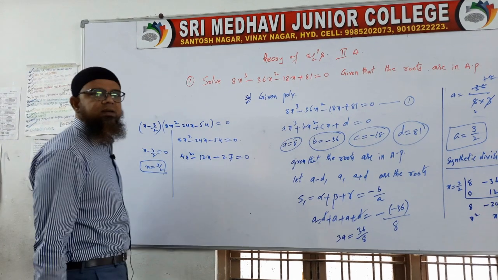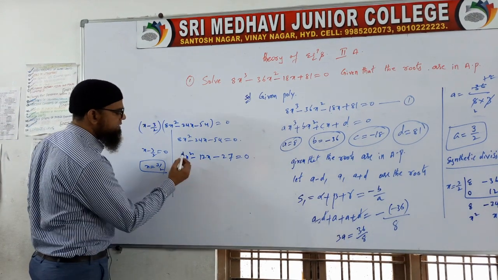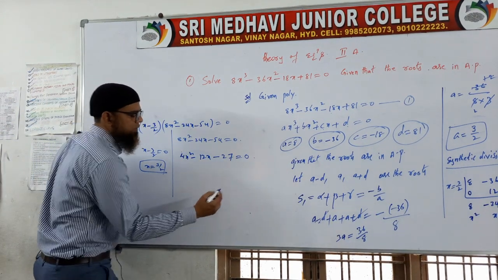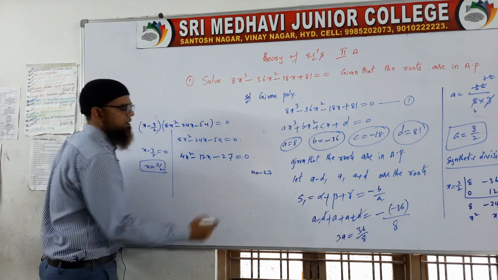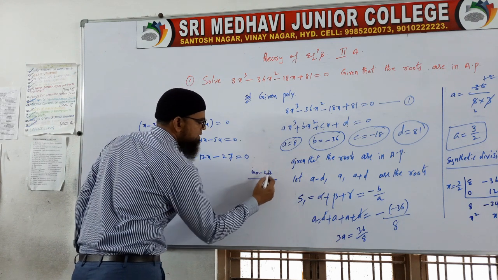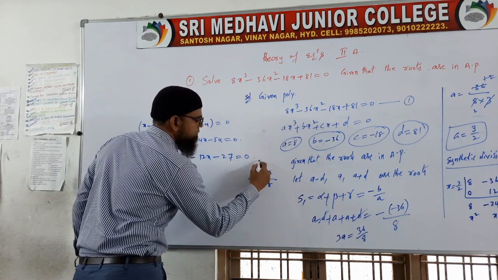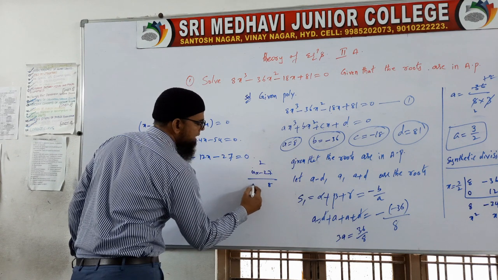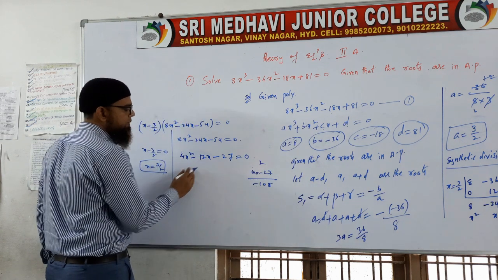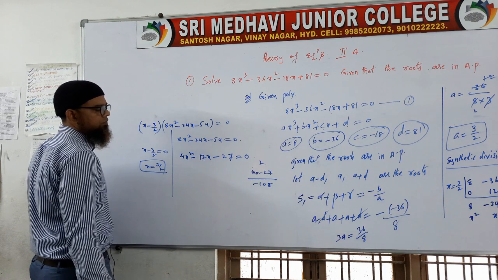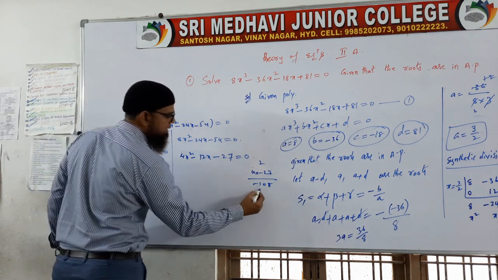Now split it into factors. How to split the factors here? We are multiplying first and last number. This is the rough work here. 4 into minus 27. When I multiply these two, we get minus 108. Minus 108 means we have to split the middle term here, minus 12. How to split that, you tell me, minus 12.